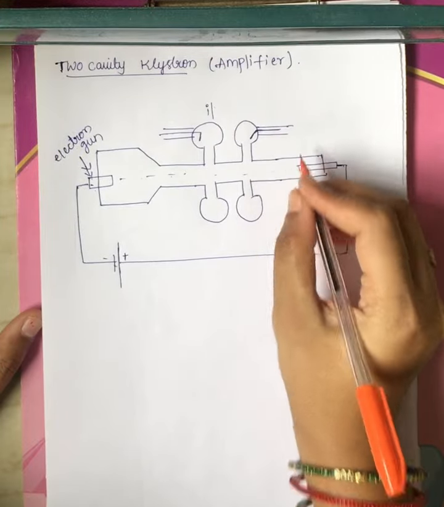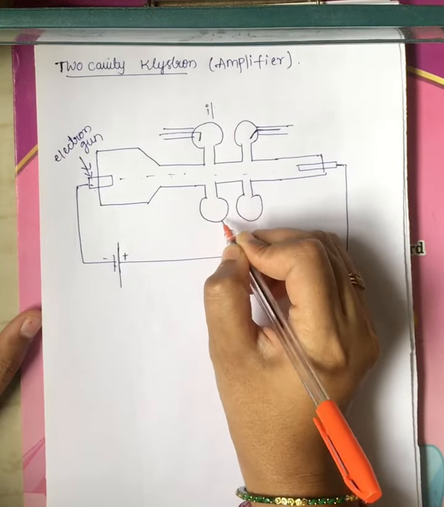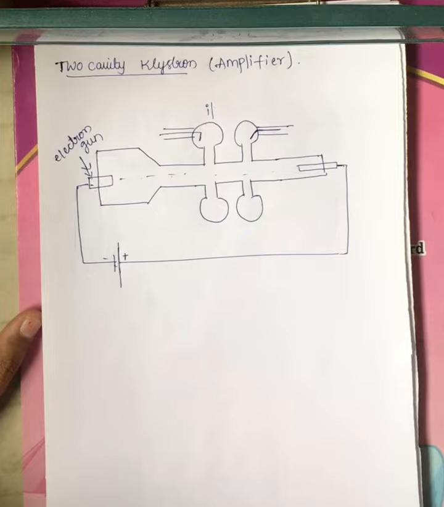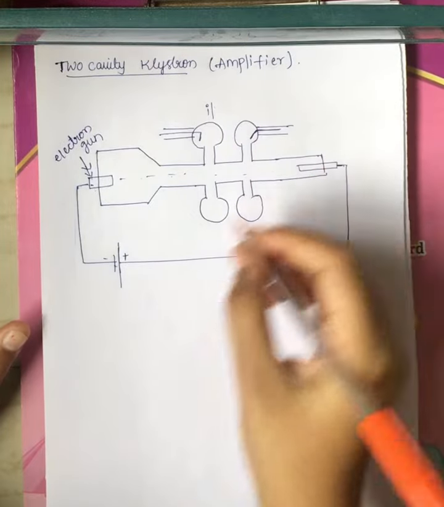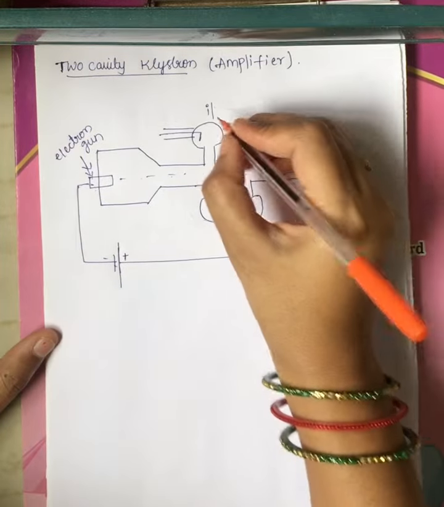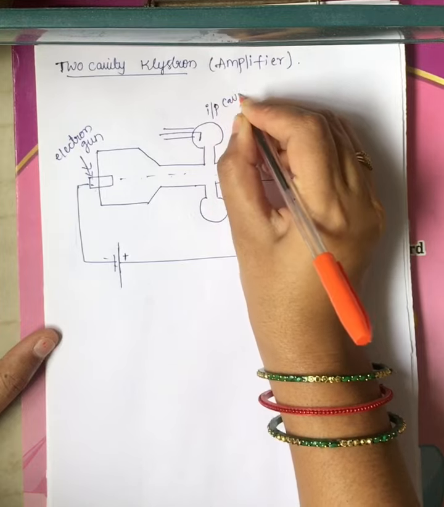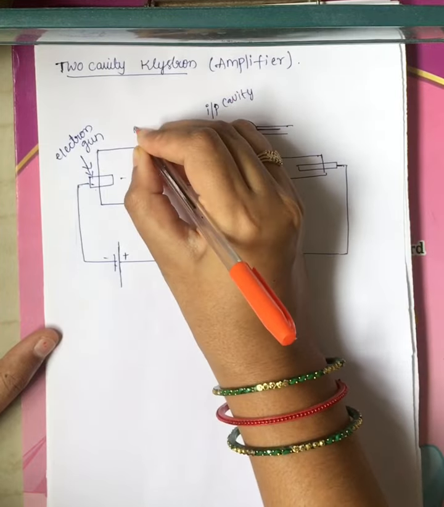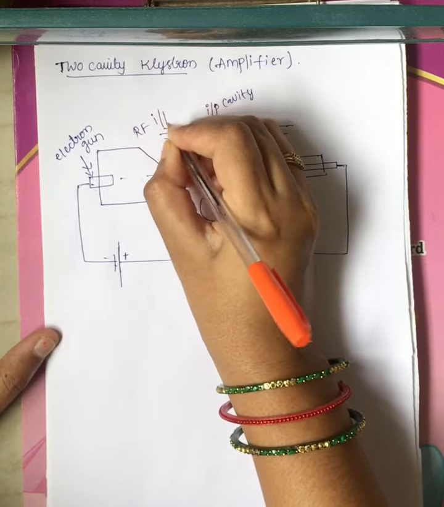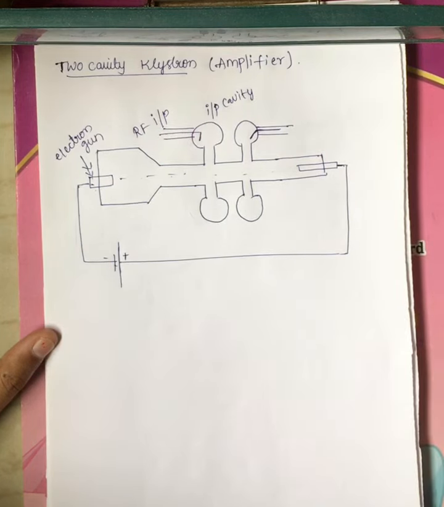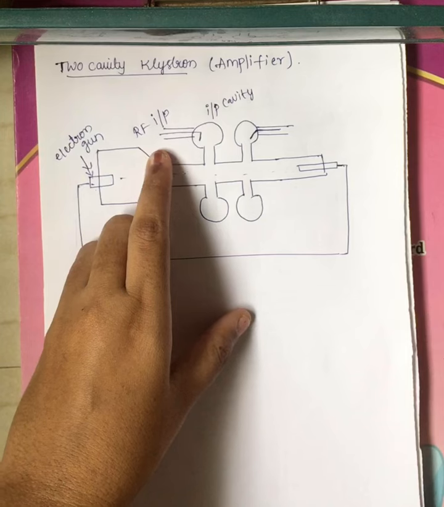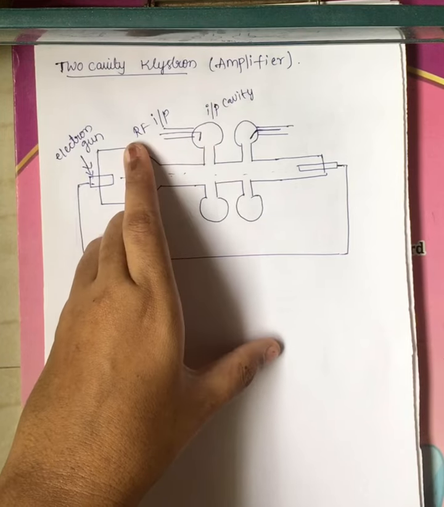Now here you have what we call a cavity. A cavity is nothing but a closed structure. And here you have two cavities. One is the input cavity. Why is it called the input cavity? Because whatever signal we want to amplify is given through this cavity as RF input.